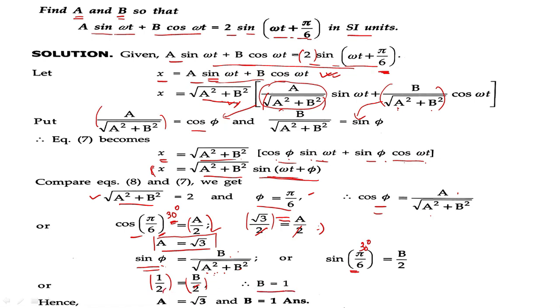So we have found this. In the question it has been asked to find the value of a and b. So a equals root 3 and b equals 1. Clear? I hope you understand this question. This is quite lengthy, but it is a tricky type of question. Okay, let's move to the next question.